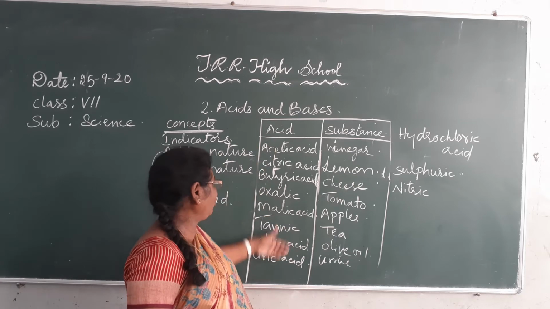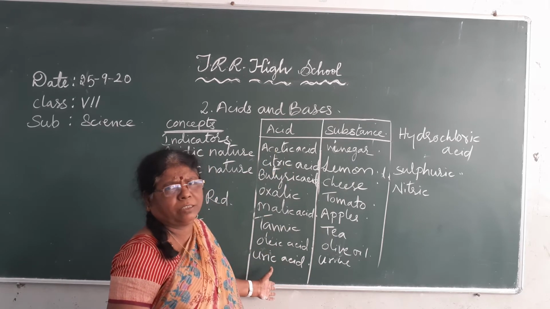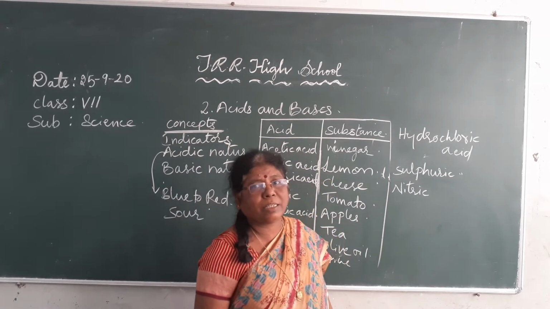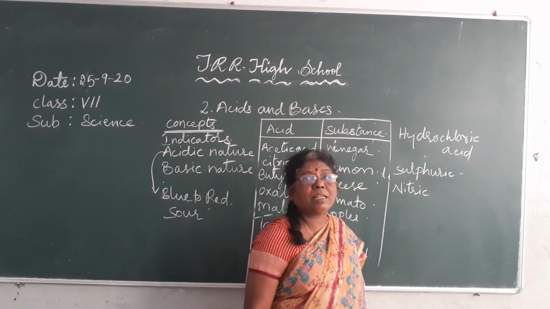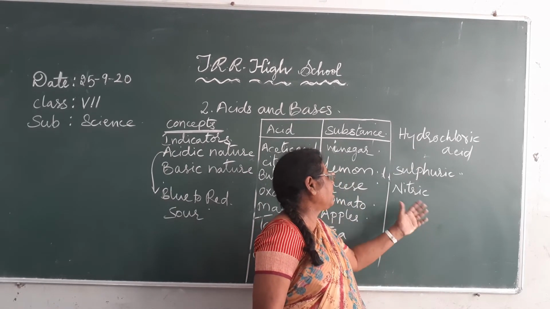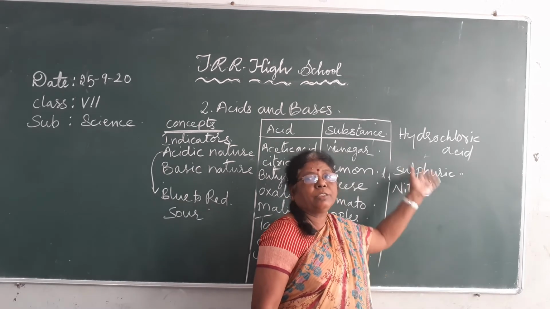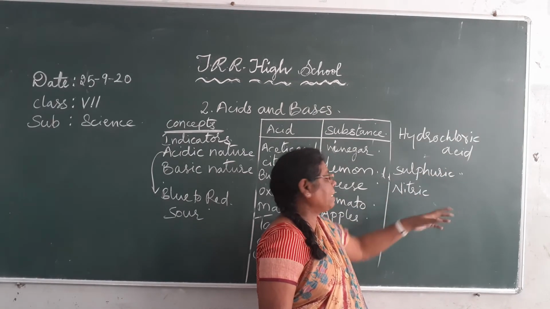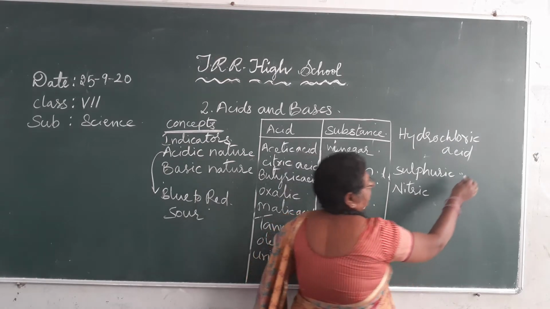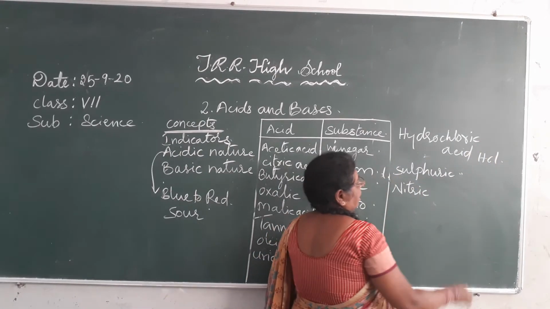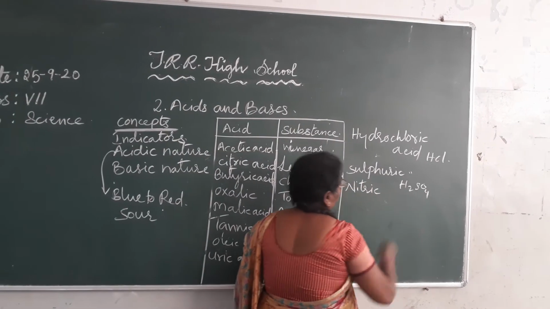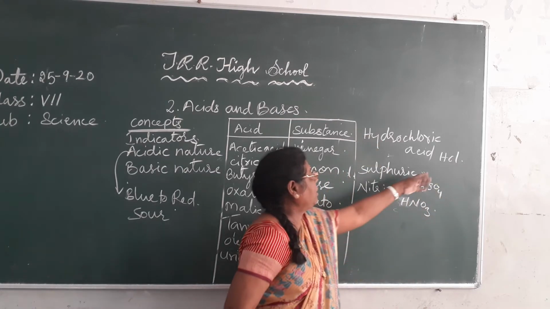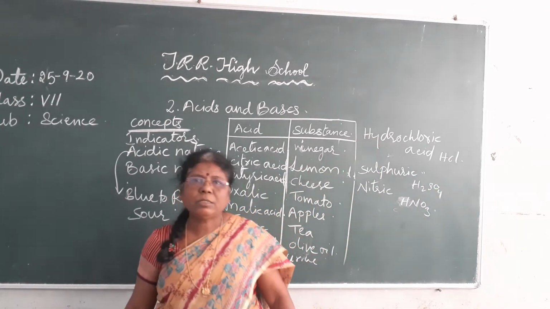Apart from these natural acids, which we have not made, some more acids are there, which are prepared by using minerals. They are called hydrochloric acid, HCl, sulfuric acid and nitric acid. I will show you these acids in the next class. They are made with the minerals in the lab.